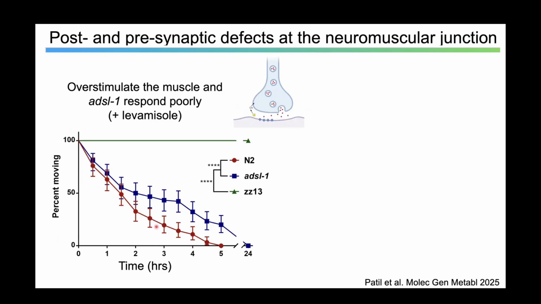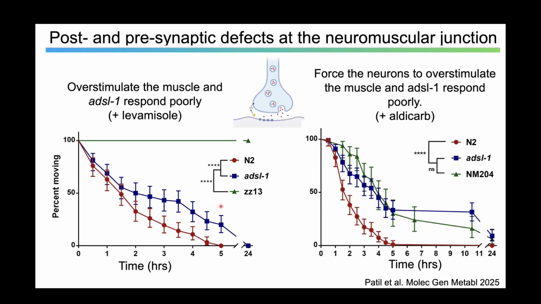So these in red are the normal animals, and as they spend more and more time in levamisole, you see that they paralyze. ADSL animals also paralyze, but it takes them a lot longer, right? Even up to 10, 15 hours, you still have a small percentage that aren't paralyzed, although they do paralyze by 24 hours. So this indicates that their musculature can't respond normally.